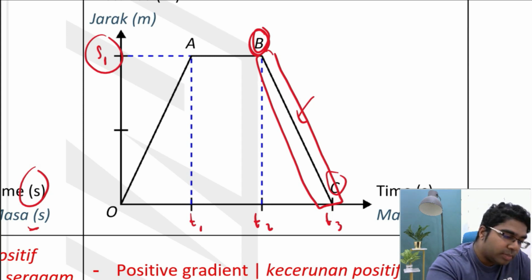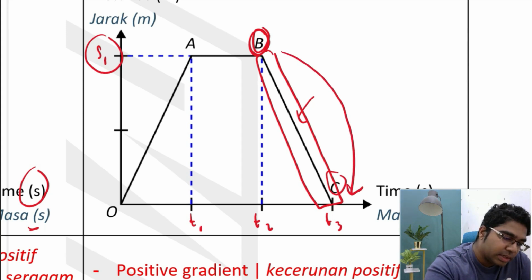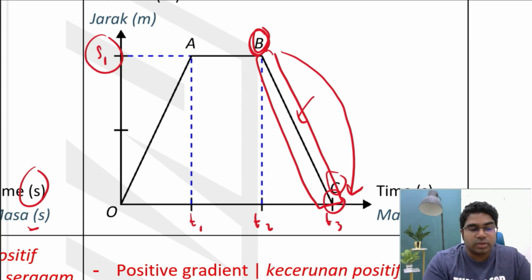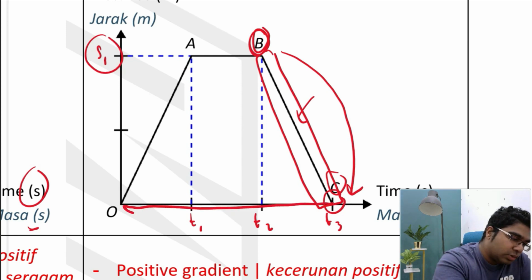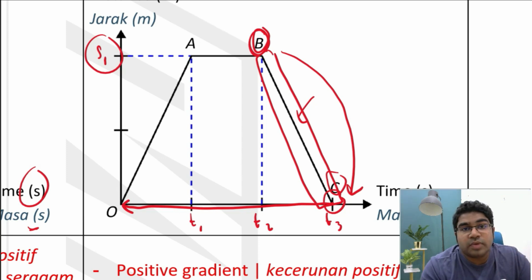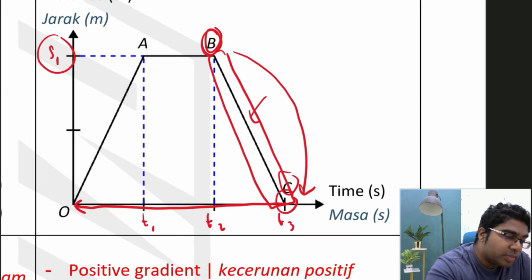So, sekarang dia balik ke sini. Dia balik ke tempat asal. He's going back to the original place. Ini adalah tempat asal lah. Jarak dia kosong. So, how far has it traveled? Maksudnya, kalau dia pergi dari O ke A, jarak dia adalah S1. Lepas tu, dia pergi sini ya.